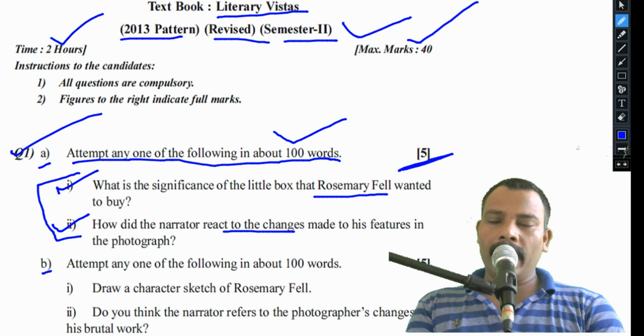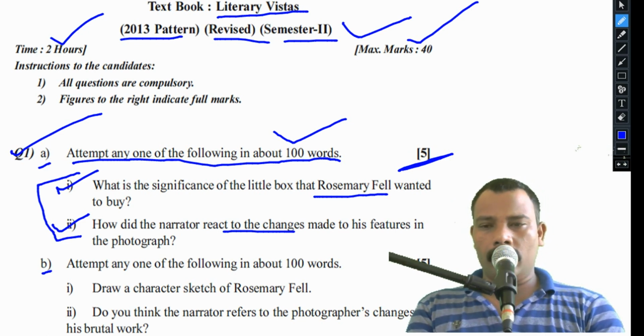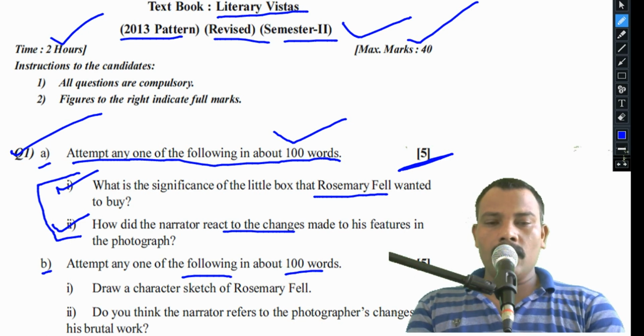Question number 1A is based on the prose sections "A Cup of Tea" and "With the Photographer". Then see what is given there. Question number 1B: attempt any one of the following in about 100 words. It carries 5 marks. Draw a character sketch of Rosemary Fell. Again, this topic is related to the prose section.